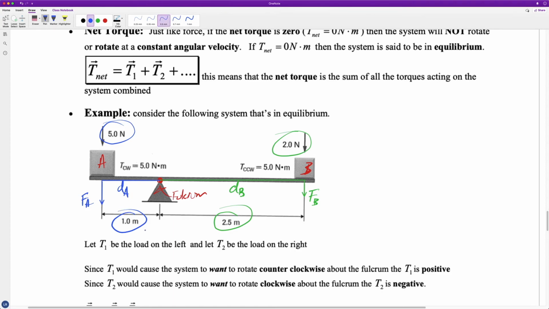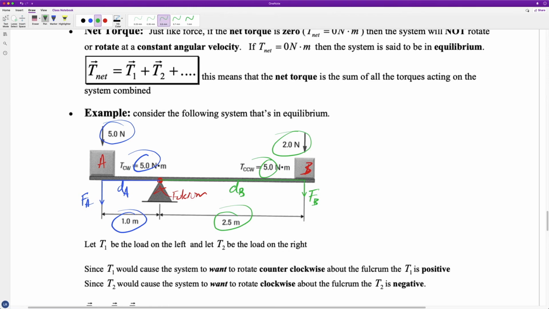If we take the product of the two, 5 times 1, that equals 5. And if we take 2 times 2.5, that's also equal to 5. So the two torques on the system are equal but opposite to each other. Torque A wants to make the system go counterclockwise, and torque B makes the system want to go clockwise.